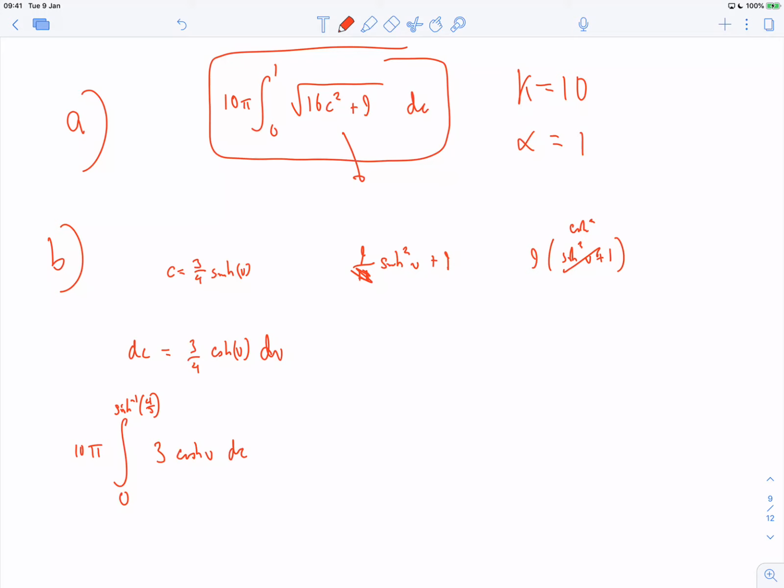Oh, wait a minute. Yeah, and dc can be replaced with 3/4 cos u. So actually, this becomes 9/4 of cos squared u du. Okay, so then I can take the 9/4 out, the 4 and the 10, that becomes a 5 and a 2. So that actually becomes 45 pi over 2 integral between inverse sine of 4/3 and 0 of cos squared u du.